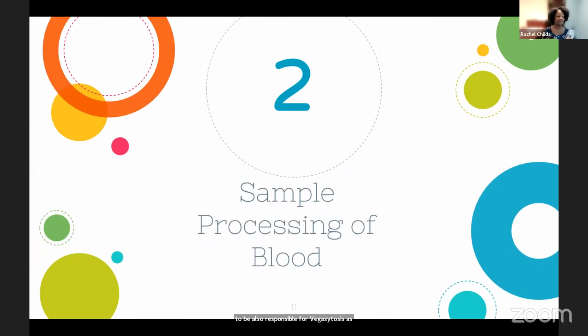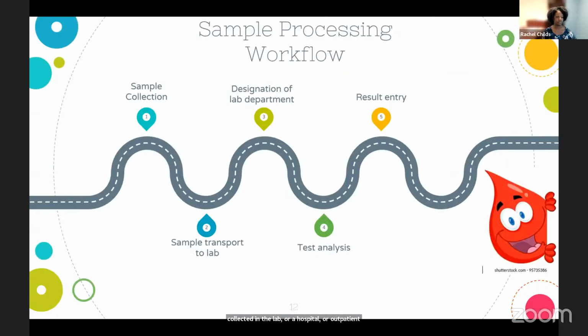Now that you have a general overview of what is in your blood, we're going to talk about how your blood goes from being collected in the lab, a hospital, or outpatient setting all the way to receiving your results. We'll go through each of these 5 steps in detail. But as an overview, first you have that sample being collected. Whether you're sitting in an outpatient setting or you're in the hospital, somebody's collecting that sample from you. Then you have the sample being transported to the lab where the testing will occur.